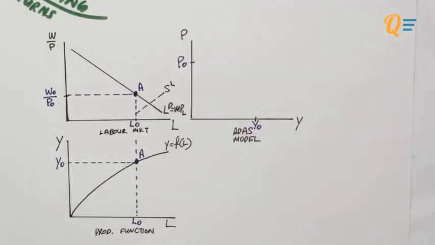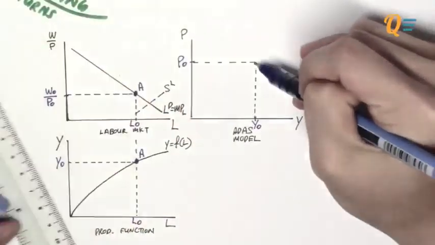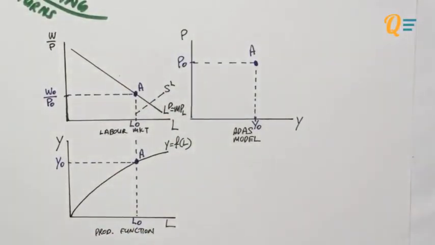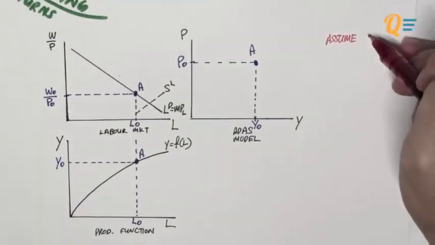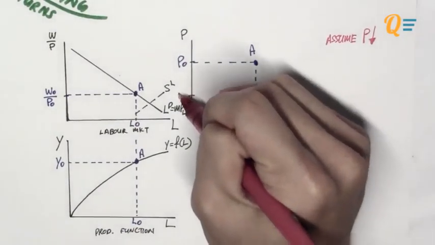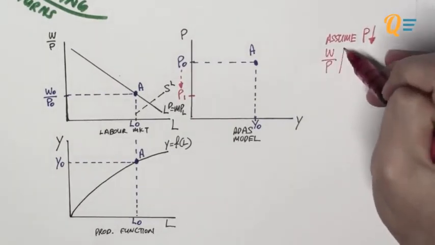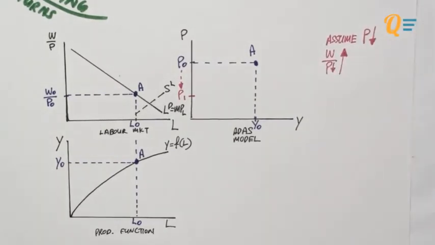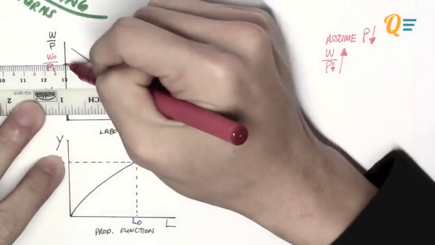So in the AD-AS model, you've got Y0, and the initial equilibrium point of the AS curve is going to be here, point A. You get Y0 when the price level is P0. Now assume that the price level is going to fall from P0 to P1. What's going to happen to your real wage is that it's going to increase due to a smaller denominator. So the real wage goes up.